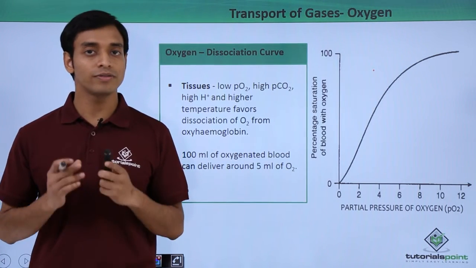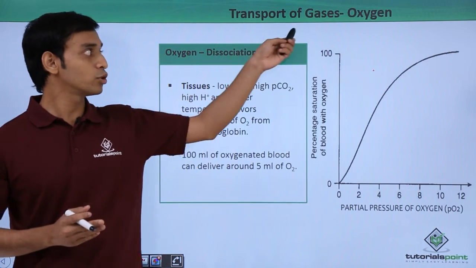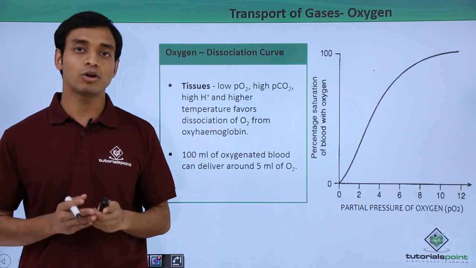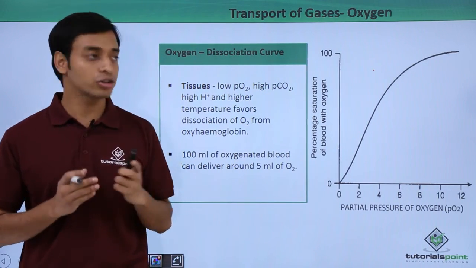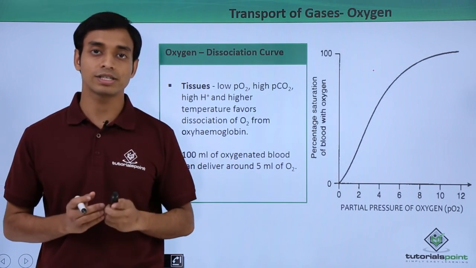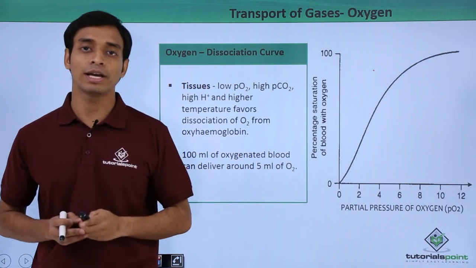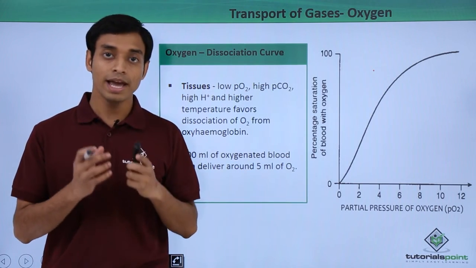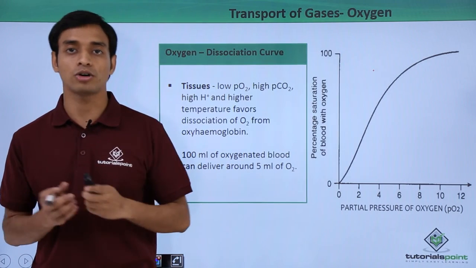So in this video we have discussed the transport of gases, specifically the transport of oxygen. We have discussed a very important curve known as the oxygen dissociation curve. We have also talked about the different conditions at the tissues and at the alveoli which decide the formation of oxyhemoglobin and the dissociation of oxygen from oxyhemoglobin.